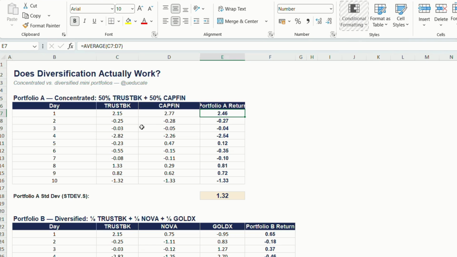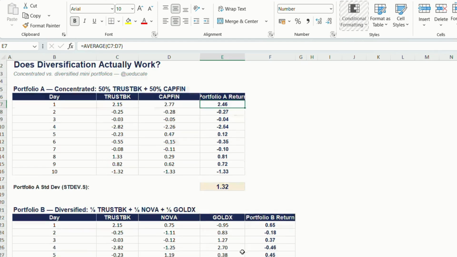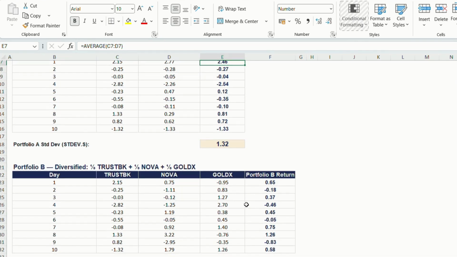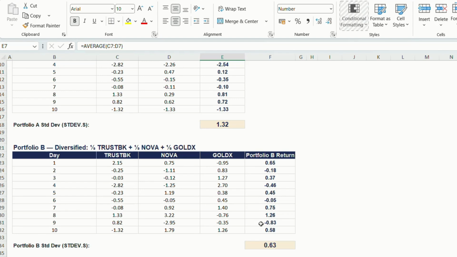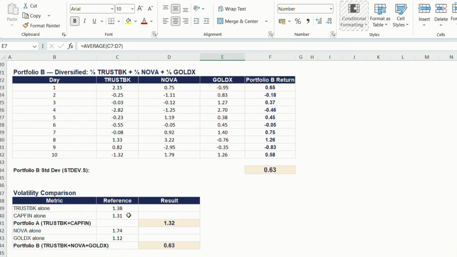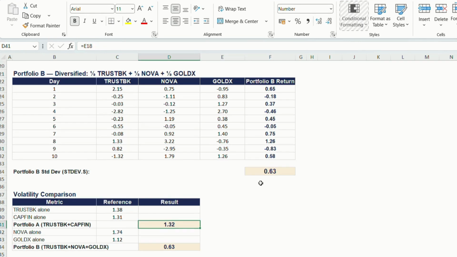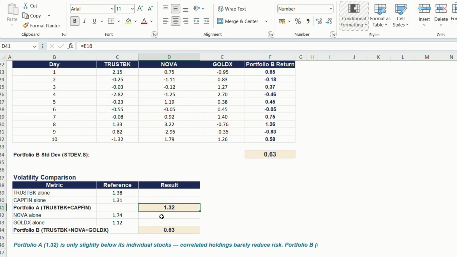First, this is the one with the two correlated stocks. Then the diversified one has the bank stock, the growth sector stock, the growth tech stock, and one is the ETF. We take the average of these three diversified stocks and then take the standard deviation. So then we have portfolio A's result and portfolio B's result. This is the standard deviation of portfolios A and B.